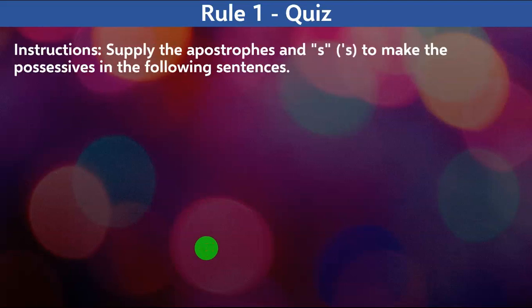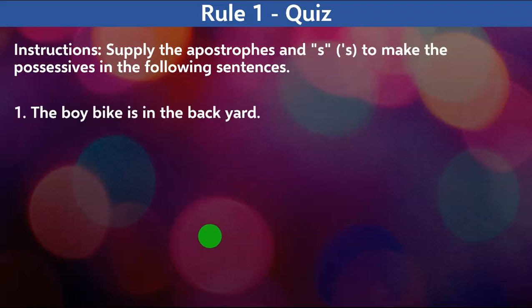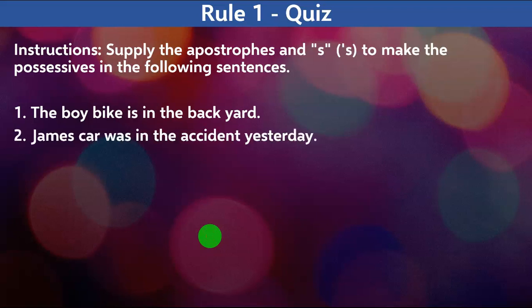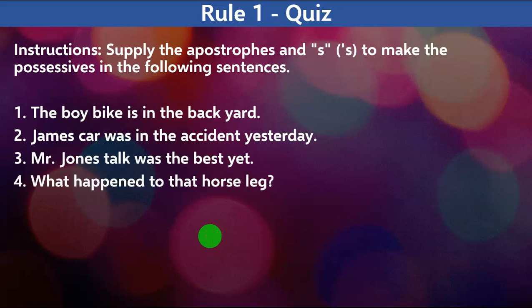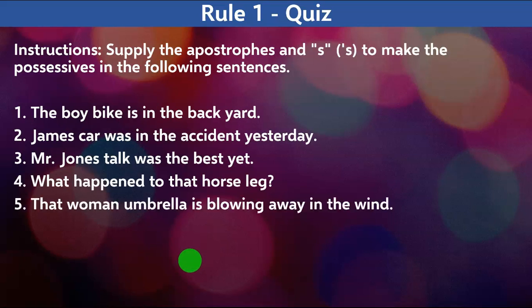Now let's take a quiz on rule number 1. Right, there are going to be 5 questions, and with what you have learned in rule number 1, I'm going to give you 10 seconds. Tell me where the apostrophe and s is going to be applied. Question number 1. The boy bike is in the backyard. Number 2. James' car was in the accident yesterday. Number 3. Mr. Jones' talk was the best yet. Number 4. What happened to that horse leg? Number 5. That woman umbrella is blowing away in the wind.